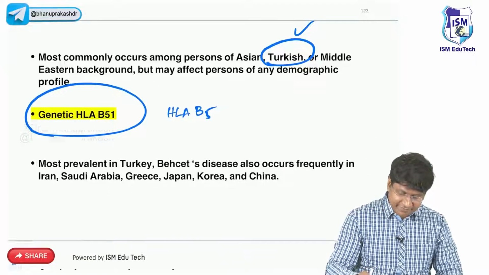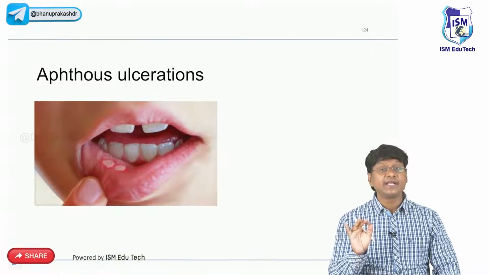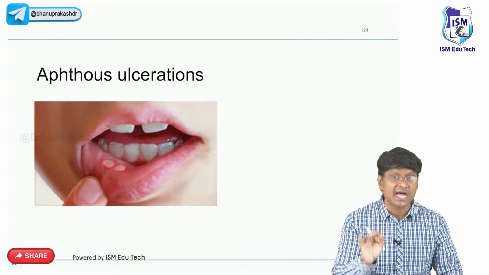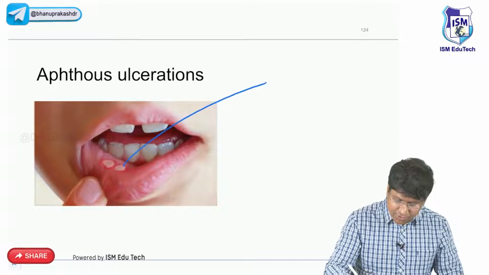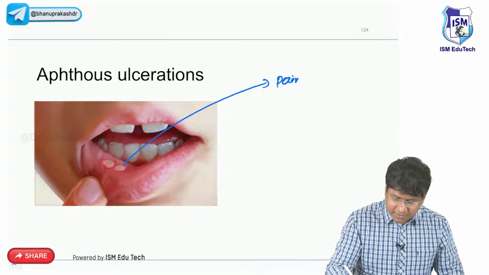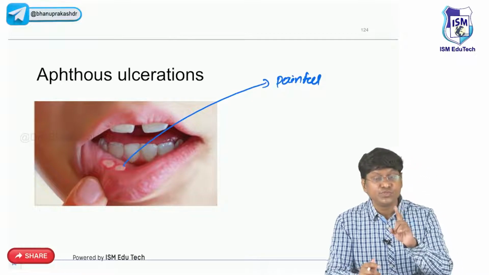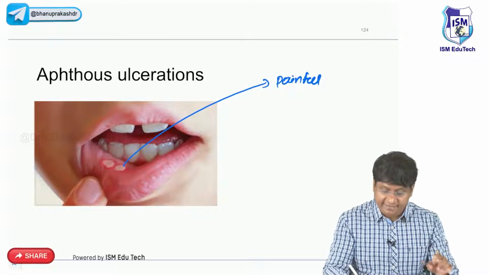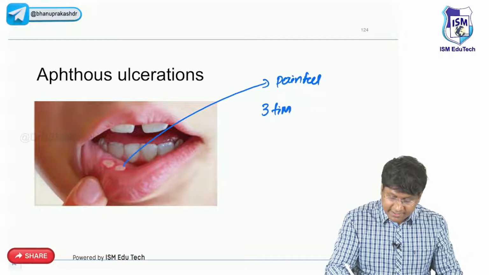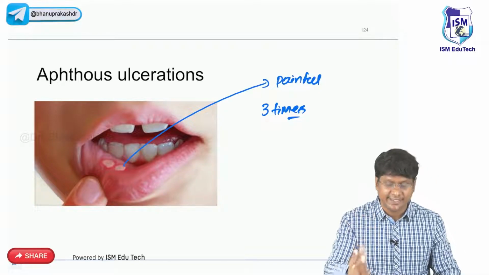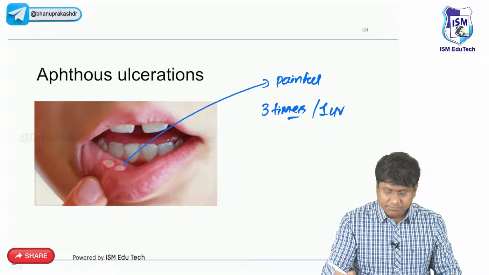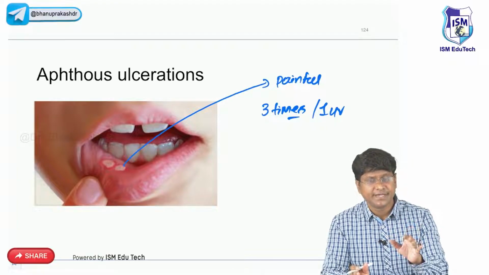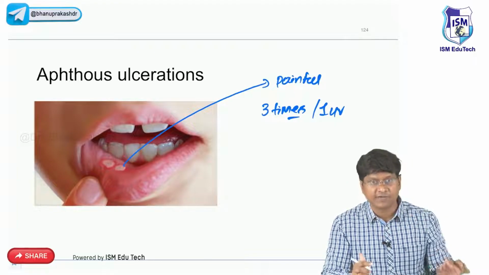Now, what will be the manifestations we have discussed? That is recurrent aphthous ulcers. That is the hallmark. And these ulcers, you know, they are very painful, right? They are very, very painful. And when I am using the word recurrent, how many times do they appear in a year? They appear almost 3 times in 1 year. And whenever they disappear, there is no scar formation.